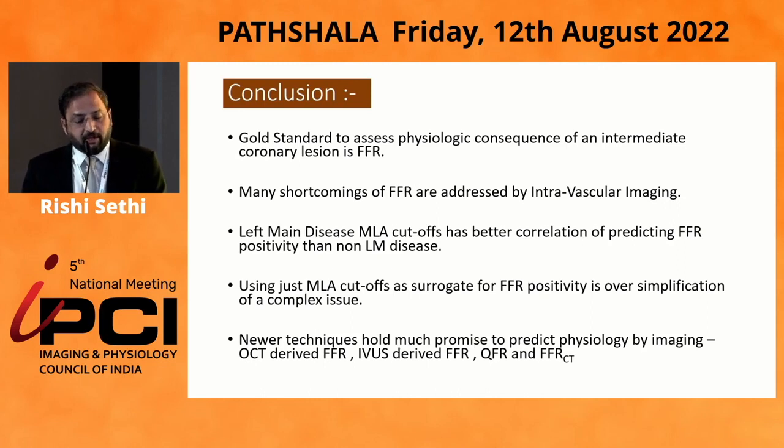Using just MLA cutoffs as surrogates for FFR positivity is an oversimplification of a complex problem, and newer techniques hold much promise to predict physiology by imaging, like OCT-derived FFR, IVUS-derived FFR, QFR, and FFR-CT.